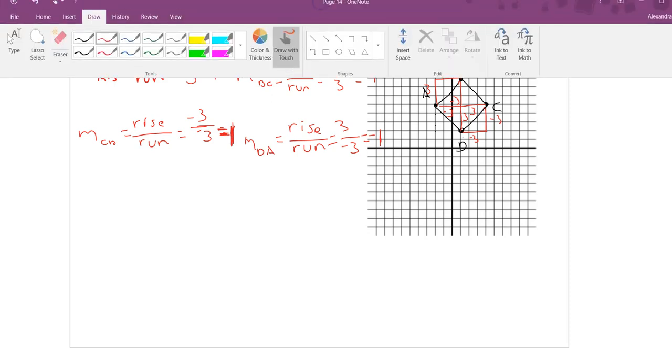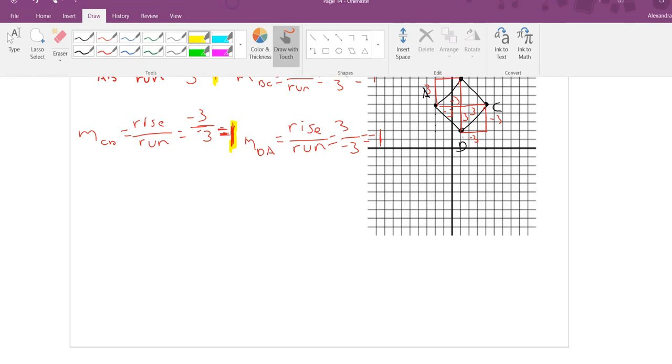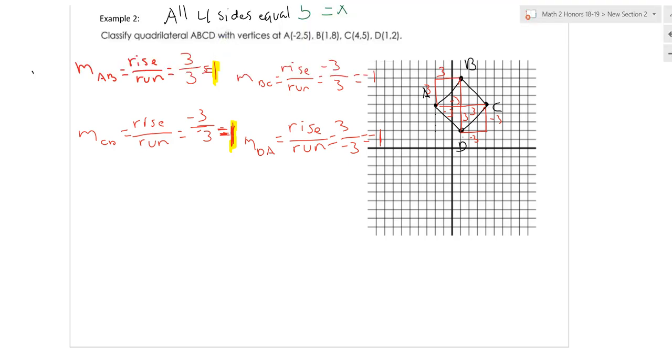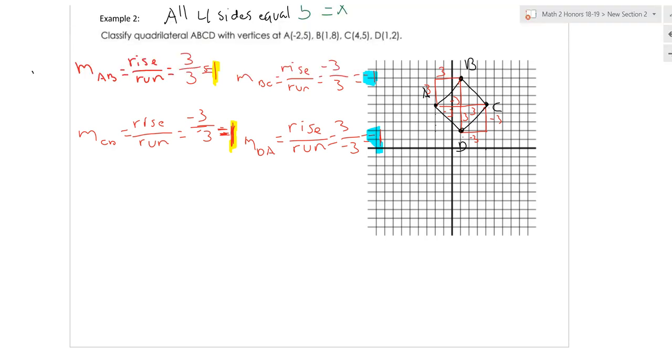So my first thing is, do I have any parallel sides? So that's anything with the same slope. Well, this is 1 and this is 1, so those are the same. And this is -1 and this is -1. So those are the same. So this has 2 sets of parallel sides.